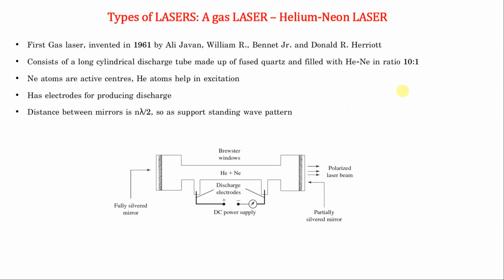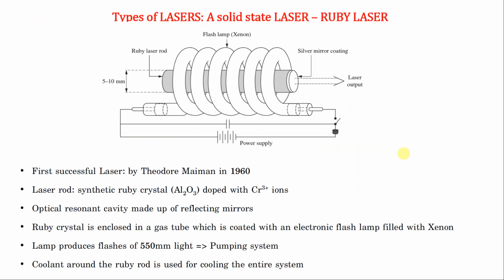So next we are going to understand a gaseous laser, a gas laser, which is a helium neon laser. That means a mixture of helium and neon. So this is the first gas laser which was invented in 1961. So here we don't have a flash lamp. So the previous one had a flash lamp.